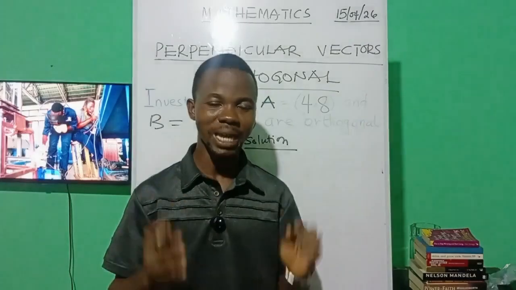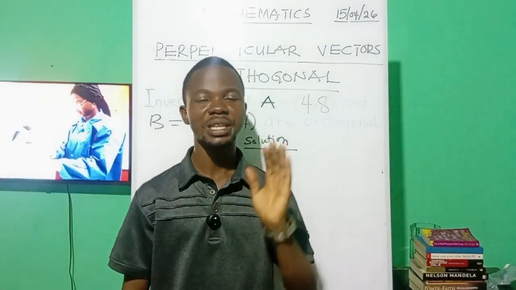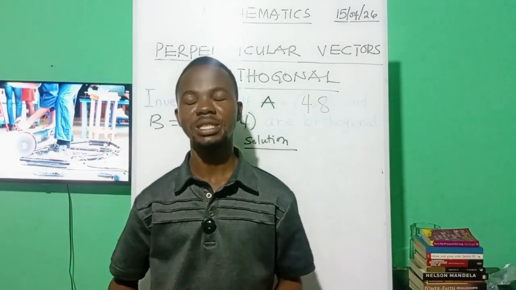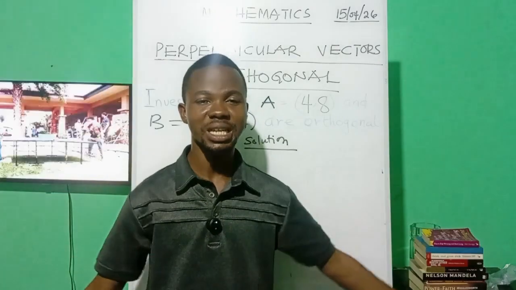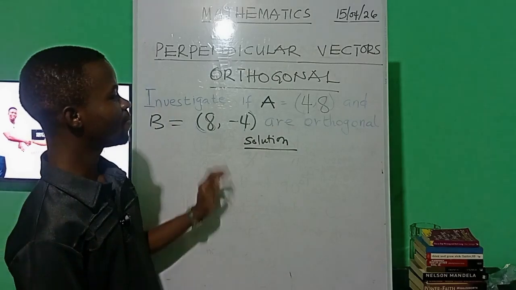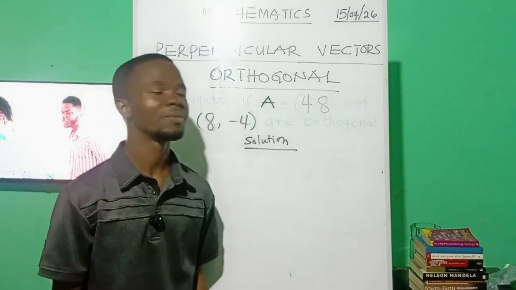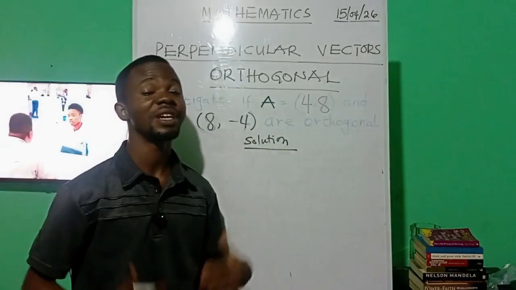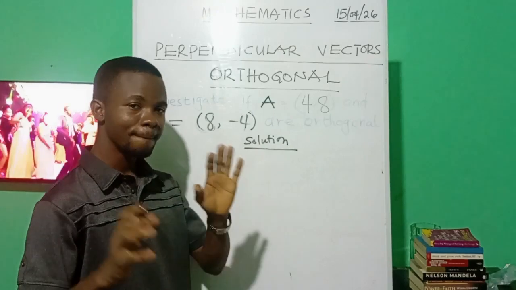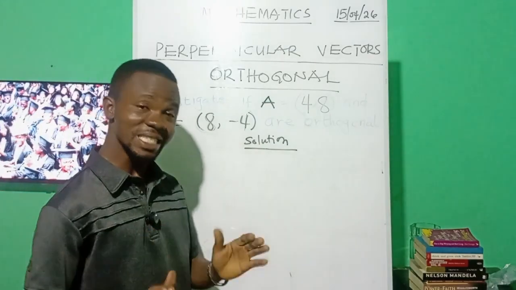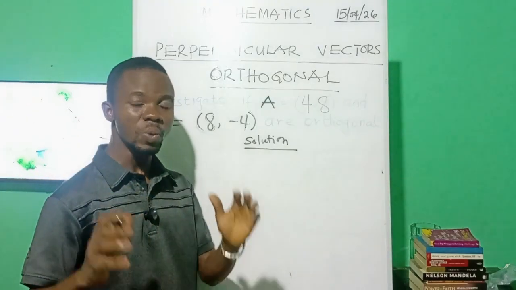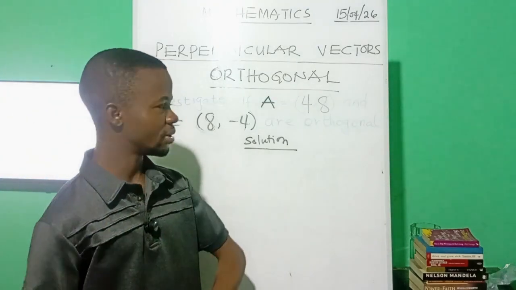When two vectors are perpendicular, it means their dot product is 0. What it means is that when you multiply the two vectors, you get 0. So we will multiply vector A by vector B. If the answer we get is 0, it means the two vectors are perpendicular. Or if we get any other answer apart from 0, then the two vectors are not perpendicular.